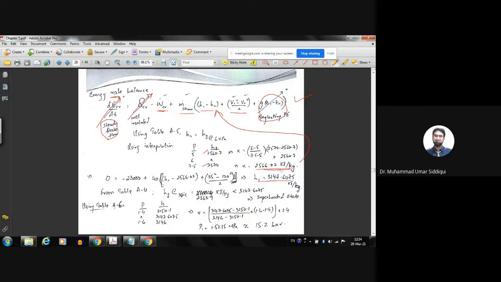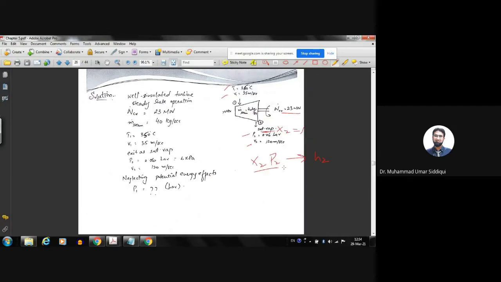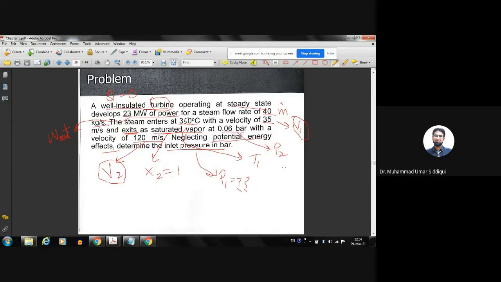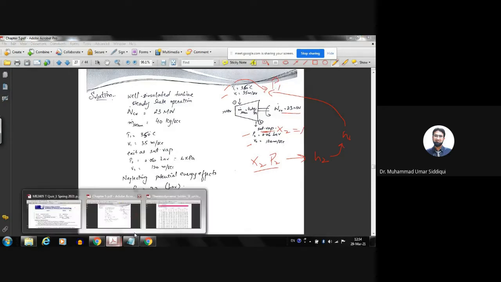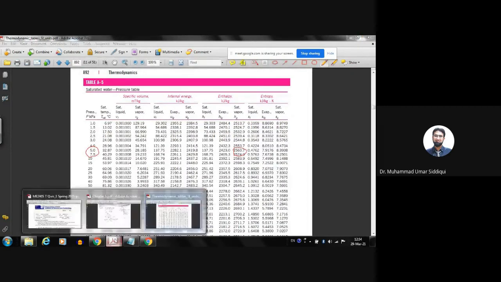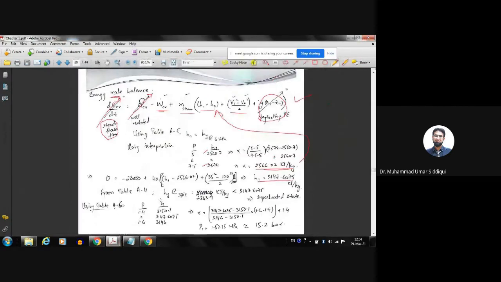And then what was our objective? Our objective was to find out the inlet pressure. Now, if you know H2, you can determine H1. And then if you know H1, use H1 and the temperature to determine P1. So H1 comes out to be 3147.6. And now we know the temperature. Temperature is 350 degrees centigrade.